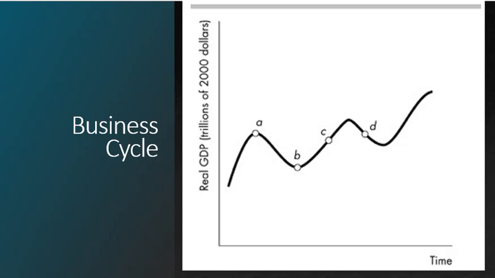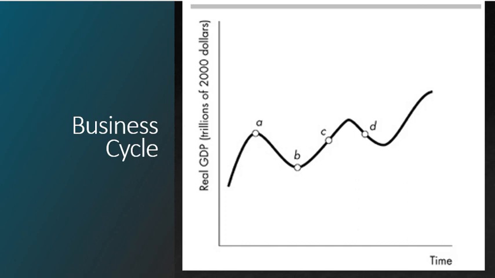For the business cycle, what we're looking at is the typical fluctuations we would see in real GDP over time. So we don't have this nice little steady 2% growth per year over all of time. So we're going to have ups and downs in our real GDP. We're going to call this a business cycle. So we're going to look at the different points of the business cycle.